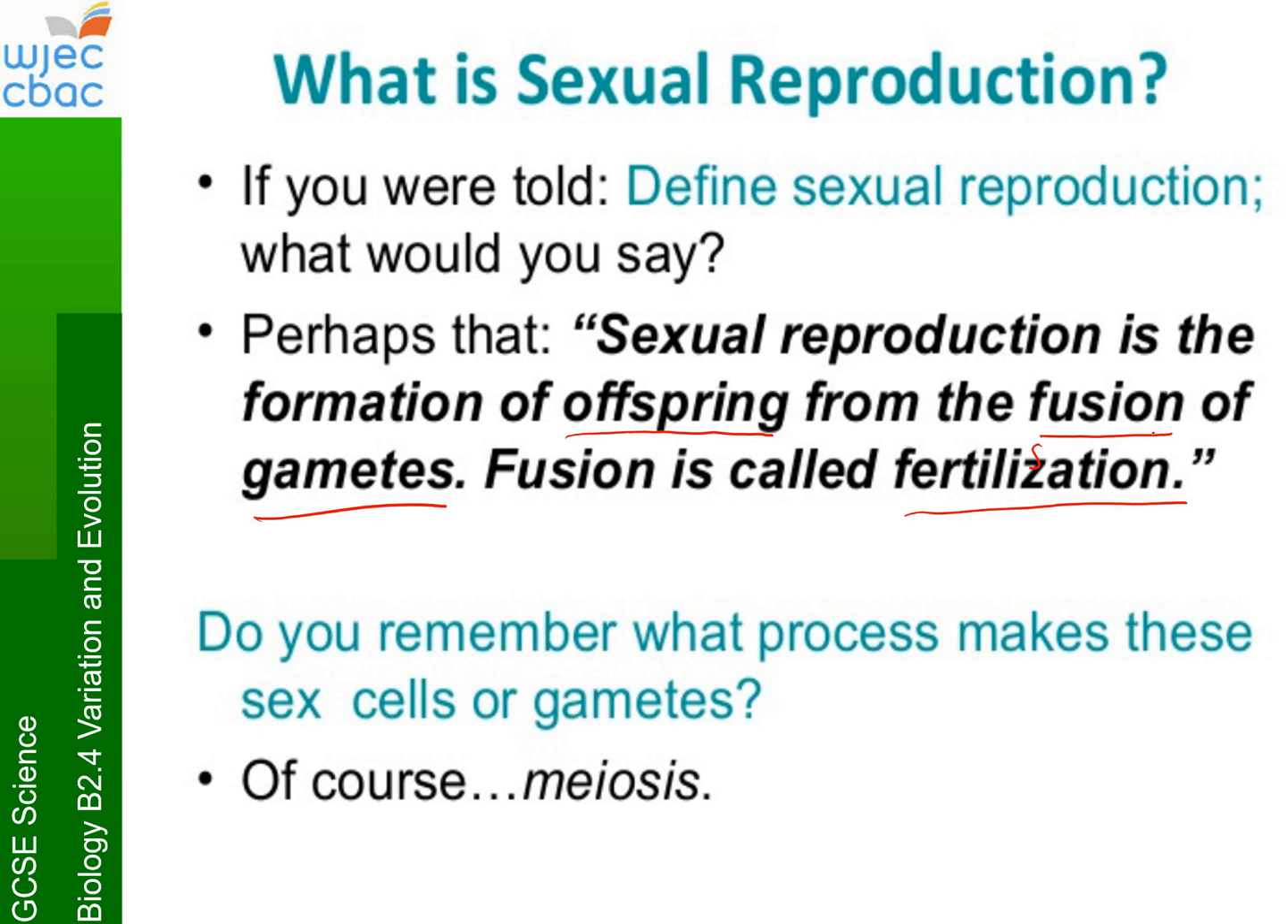From the fusion means joining, and of gametes we mean sex cells like sperm and egg, or it could be pollen and ovules. So this is what we mean by fertilization. So WJC is very keen on you to be absolutely clear on what sexual reproduction actually is defined as. So this would be your standard definition.